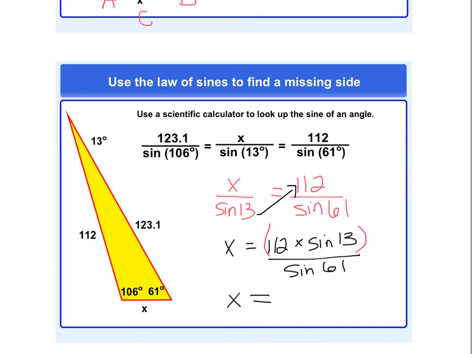So if you're doing it properly on your calculator, you should be getting 28.8. If you're not getting 28.8, try it again on your calculator. And if you're having trouble with that, make sure you let me know in class.